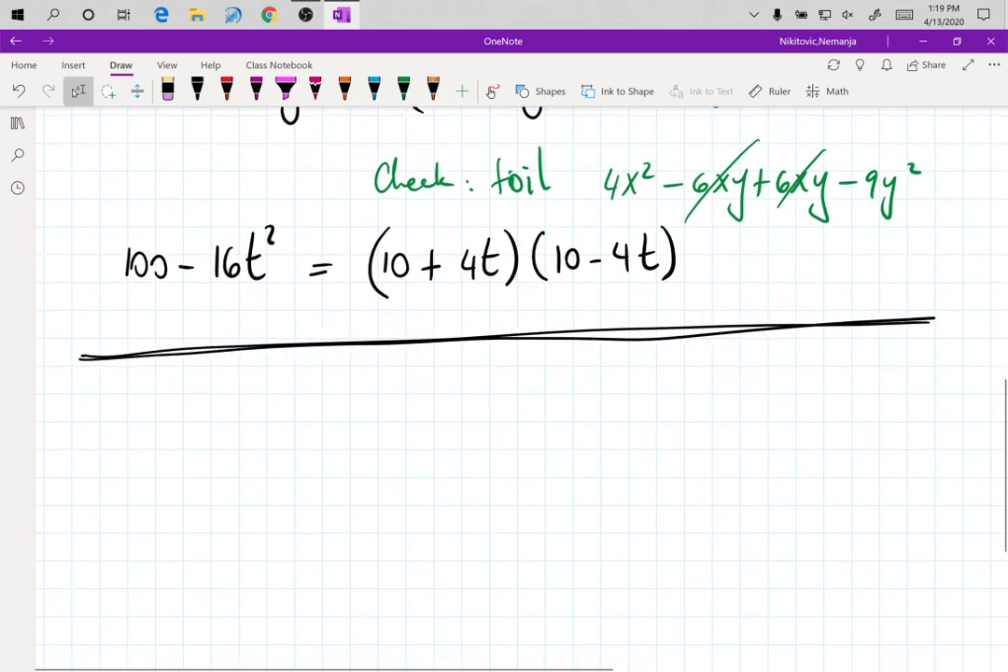And now we have our next set of formulas, which is called perfect square trinomials.